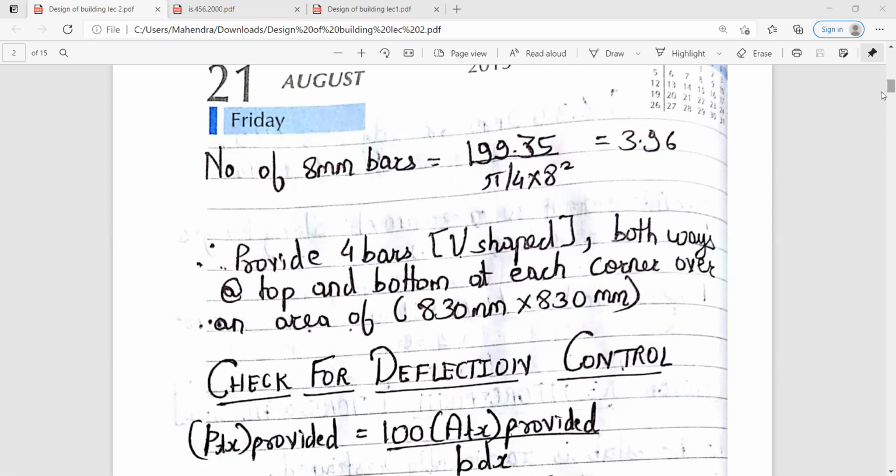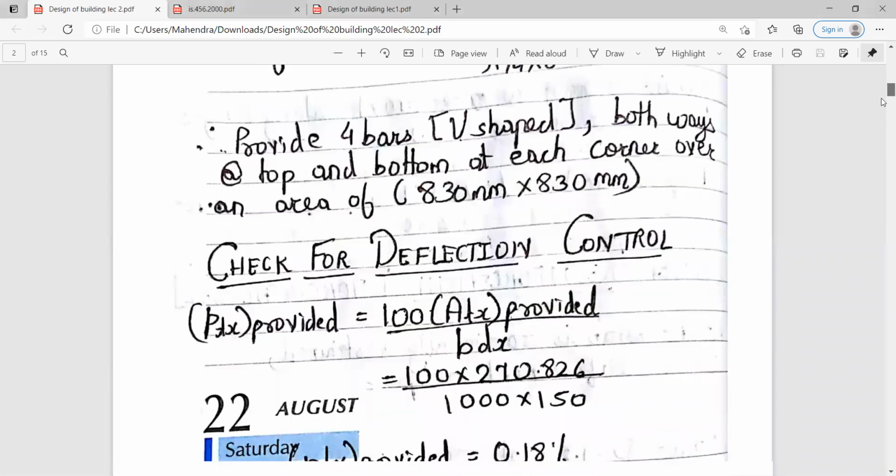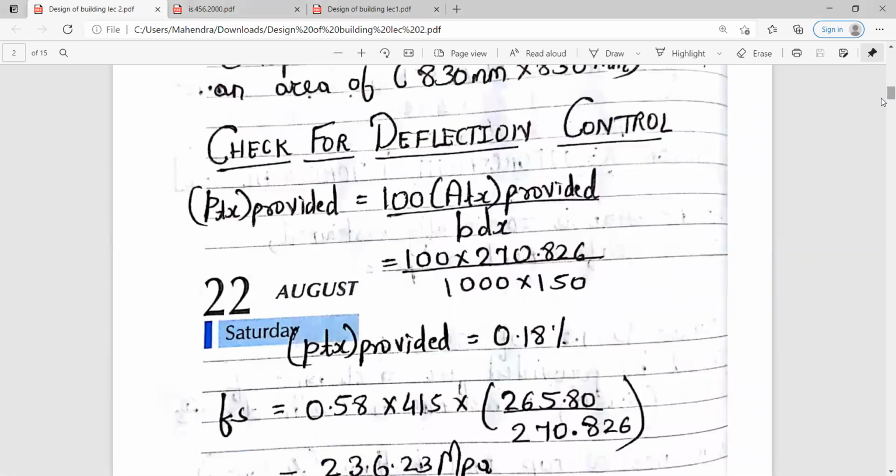Done, ma'am. Okay. Now you have to check for the deflection. You have to do the check for the deflection control. For checking the deflection, first of all, you need to calculate the percentage provided. So percentage provided will be 100 into ATX provided, that is the area provided, upon B into dx, that is the effective depth in the x direction.